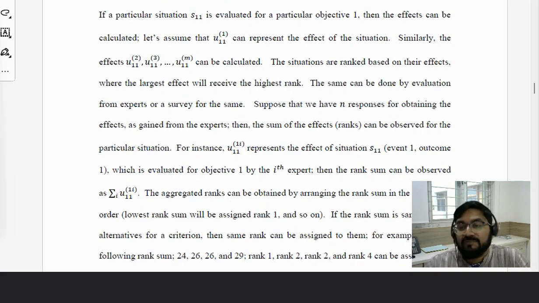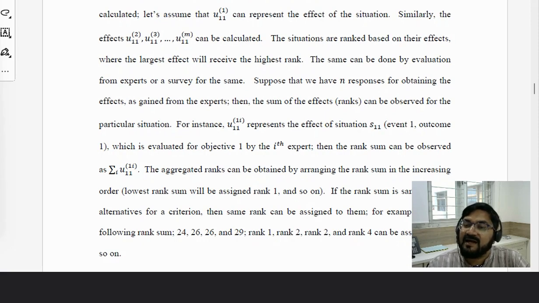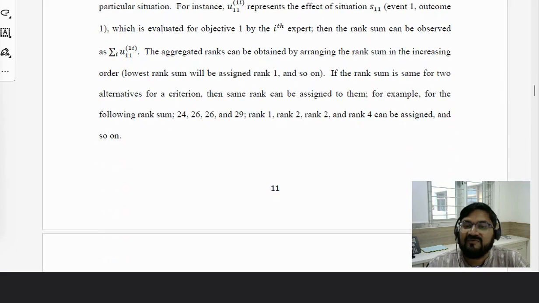A particular objective will be there, and the objectives here are the criteria. Suppose you are selecting a mobile phone based on memory, delivery, and maybe color. So color is a criterion. With respect to color, you can evaluate this situation. So what is the situation? Selection comma alternative 1, selection comma alternative 2. The best one can be ranked 1, the next best can be ranked 2, and so on. So this way we will be following that.